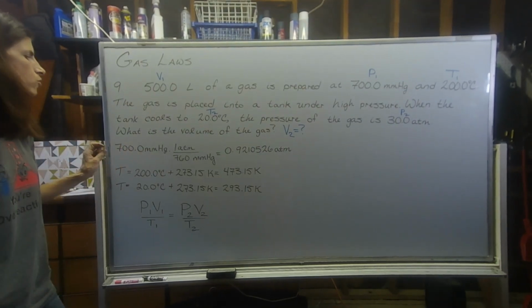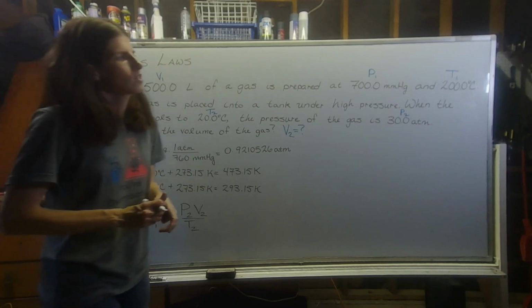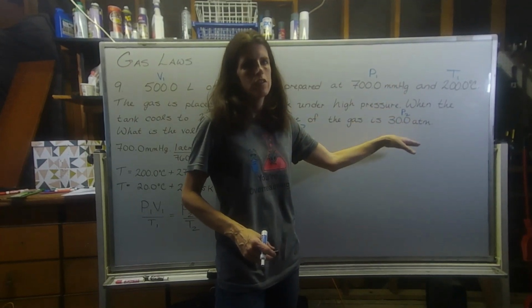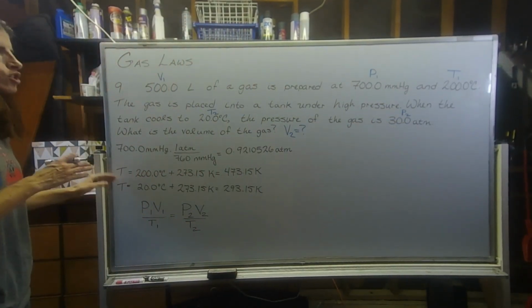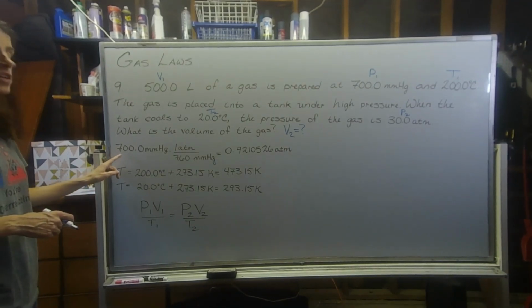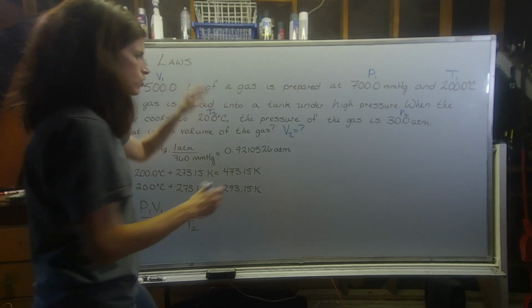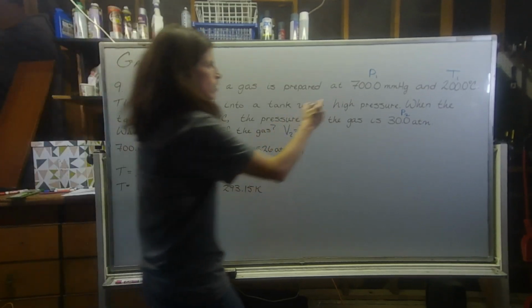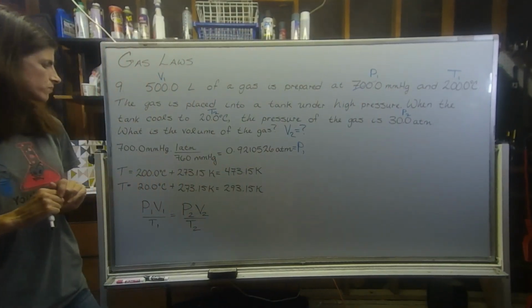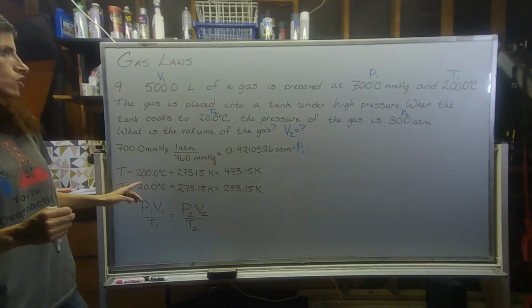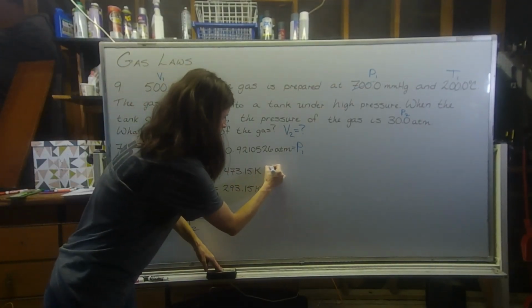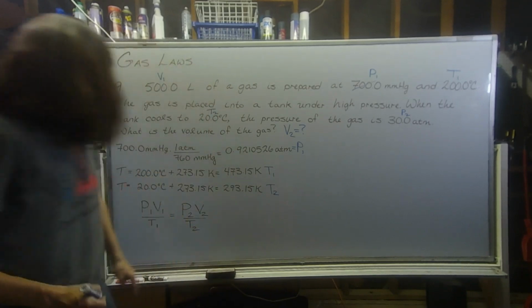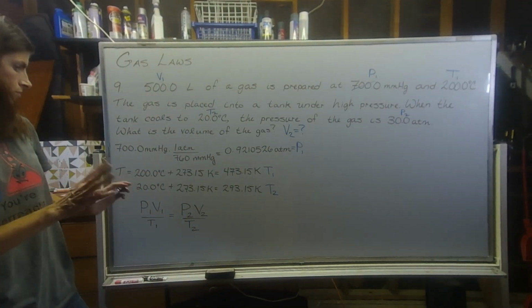Now that we've got everything labeled, we do have to worry about units a little bit. You'll notice that our P1 and our P2 don't match. We've got millimeters of mercury on one and atmospheres on the other. So I converted, and you could do it either way, but I chose to convert the 700 millimeters of mercury to atmospheres. So this is actually going to be my P1 when I set this up here in a second. I'll ignore this because I've already converted it. Temperature has to be in kelvins. So I have my T2 and my T1 right there, and we're all set.